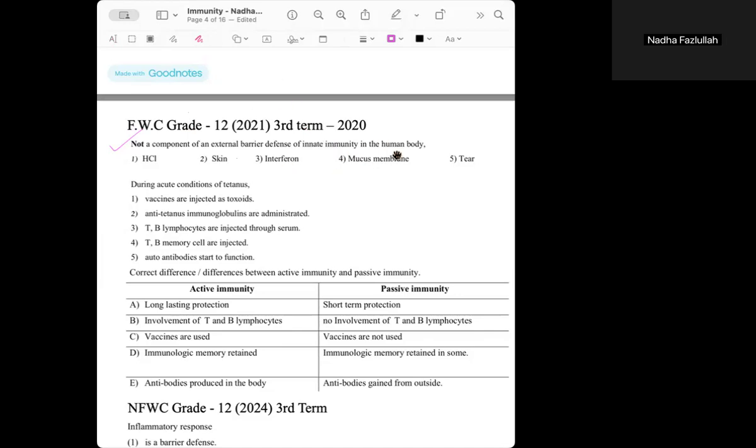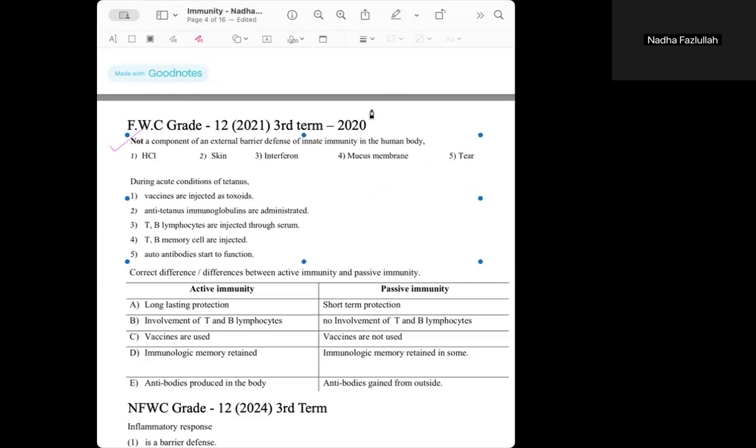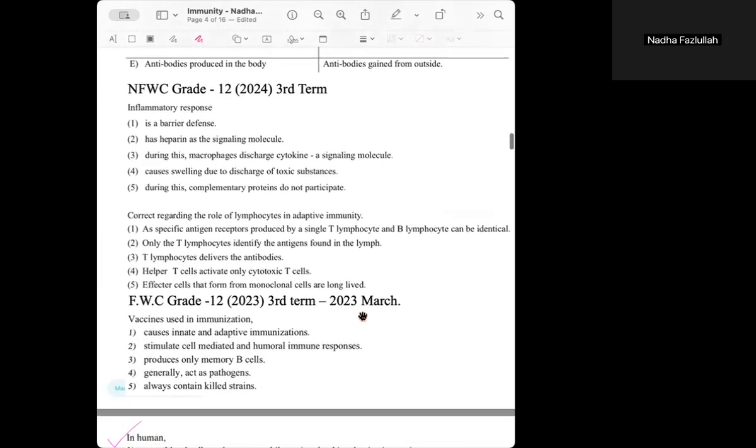Then mucous membrane. Let's look at the other options as well. Mucous membrane is also an external defense. Tear, yes, tear is a secretion, which is again an external defense. It comes under secretions by various glands. So your answer should be interferon, because that comes under internal defense. All right. Then next question.